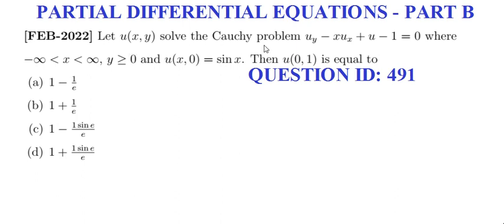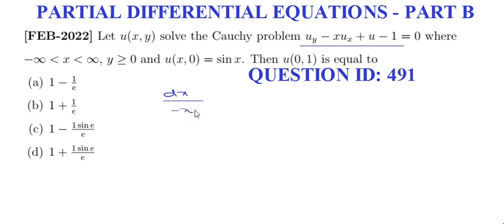Given that the Cauchy problem u_y minus x u_x plus u minus 1 equal to 0 with the condition u(x, 0) equal to sin x. We need to find u(0, 1). The given Cauchy problem can be solved using the method of multipliers or Lagrange's method. First we will write the auxiliary equation.